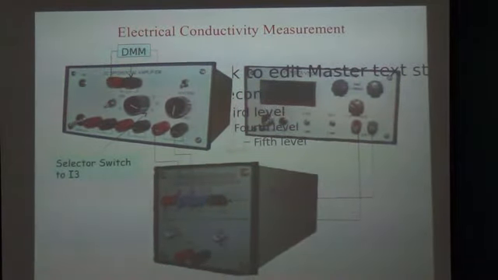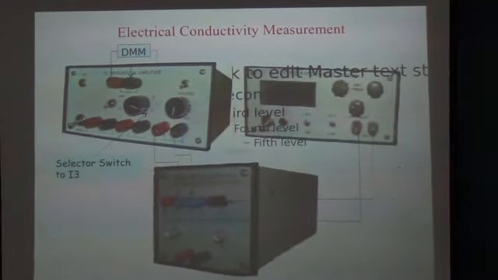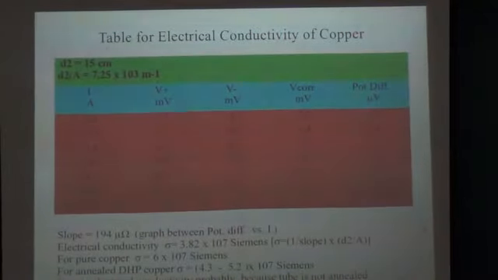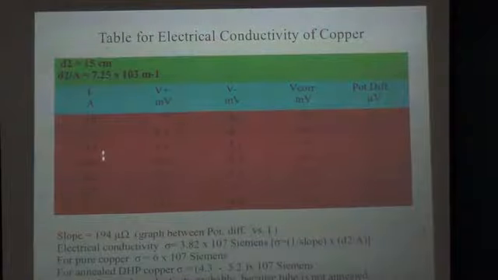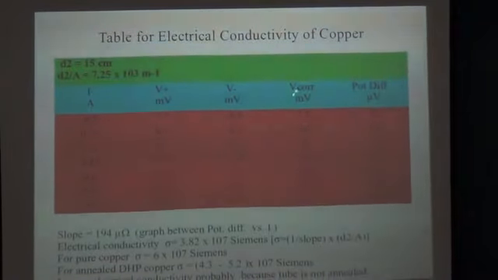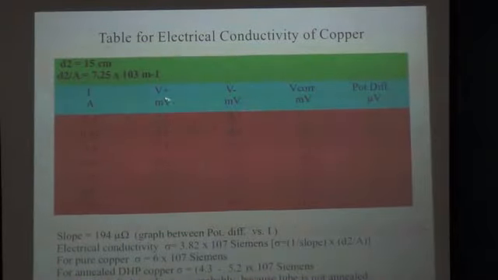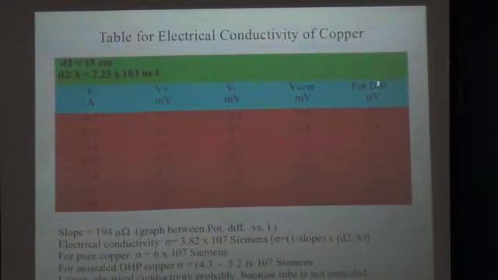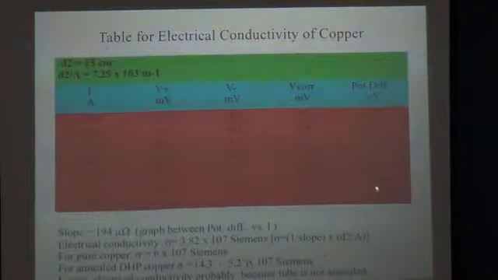So you measure the current; the current is measured from here only. And the voltage is measured by using a DC differential amplifier. Sample readings are like this. This is the current, this is V plus, this is V minus. You correct it by taking this minus this, divided by 2. And this is the potential difference.